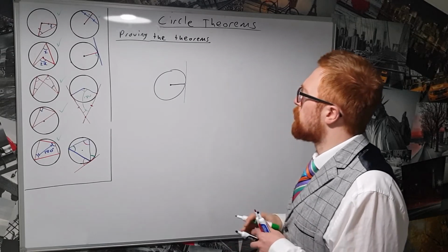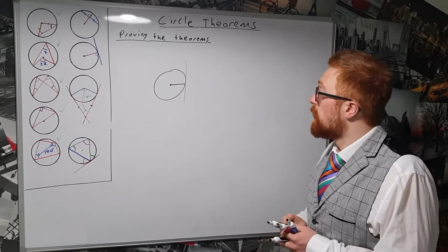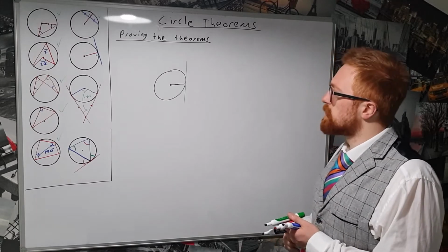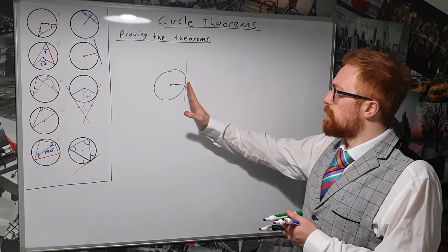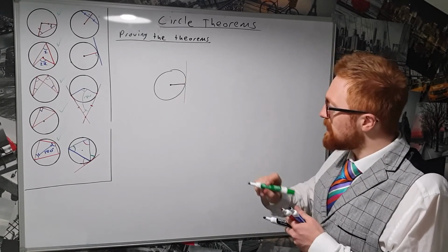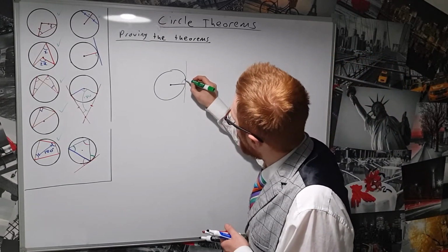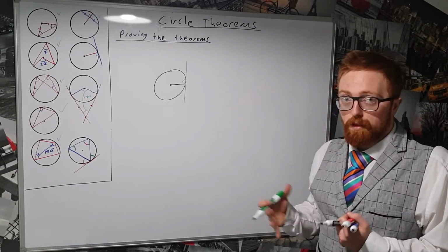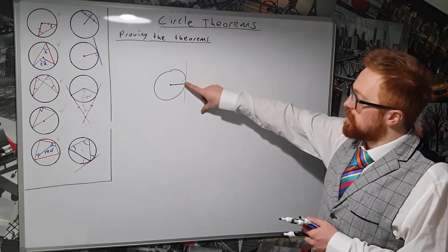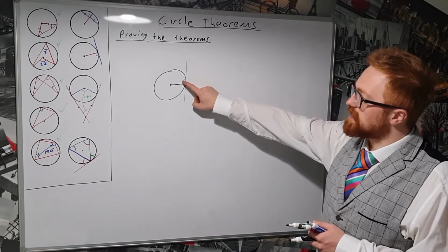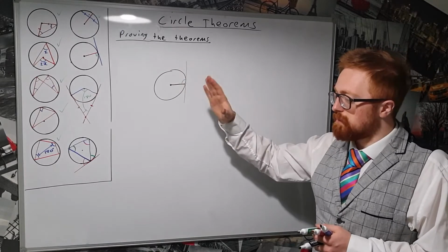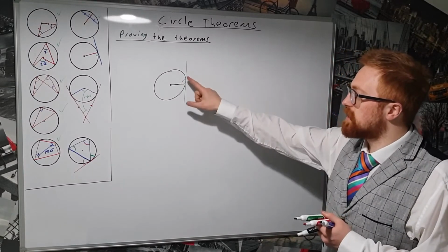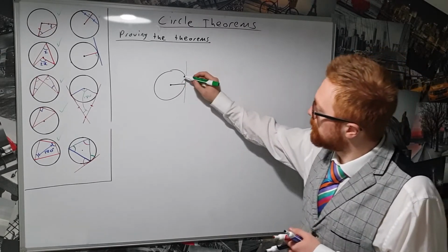So this method of proof, if you go on to do A-level maths, this is called a proof by contradiction. So what we're going to do is assume that this angle here is not at 90 degrees, and then we're going to see what happens. Hopefully we'll get something that doesn't work. So we'll show that if this is not 90 degrees, we get something that breaks down our understanding of maths. So the only way we can be consistent is if this is 90 degrees.